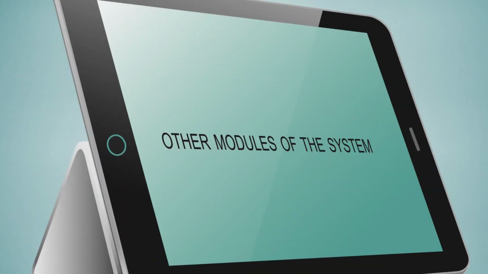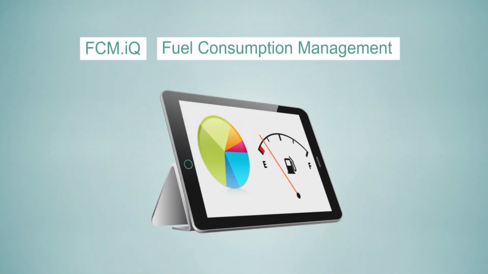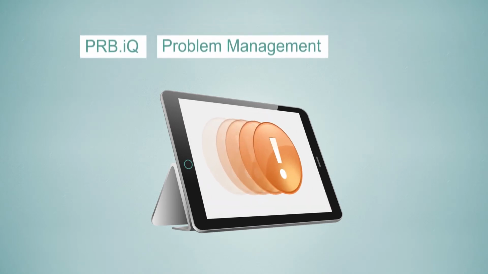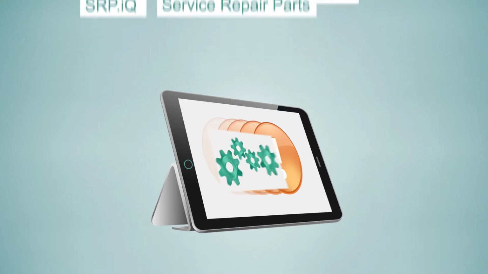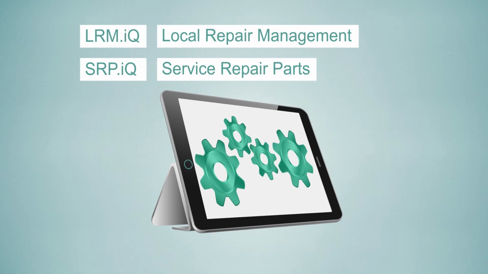Other models of the system. Fuel consumption tracking and optimization is done by the fuel consumption management model. Reoccurring incidents are registered and controlled using the problem management model. Spare parts and their repairs are managed by the service repair parts and local repair management models.